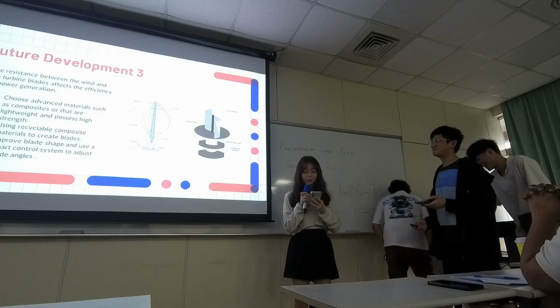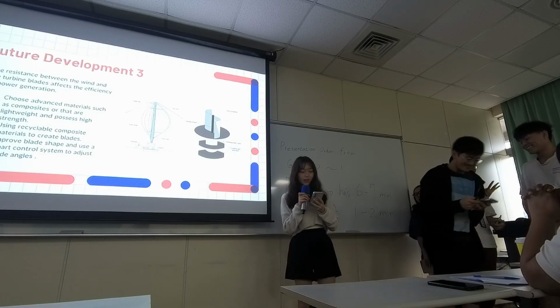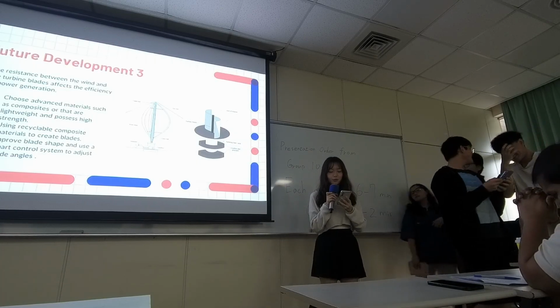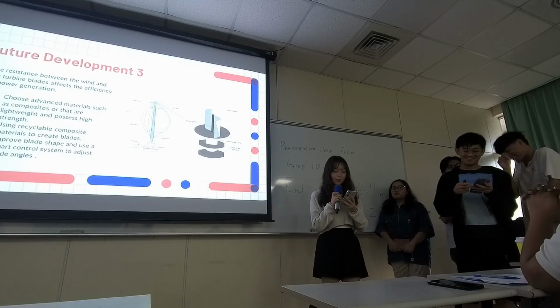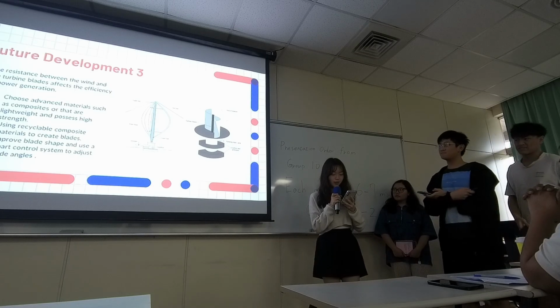We can contribute with lighter and durable materials using recycled composite materials. And the wind direction will change with the four seasons of the year. The blades are combined with the intelligent control system to change the rotation according to the wind direction.